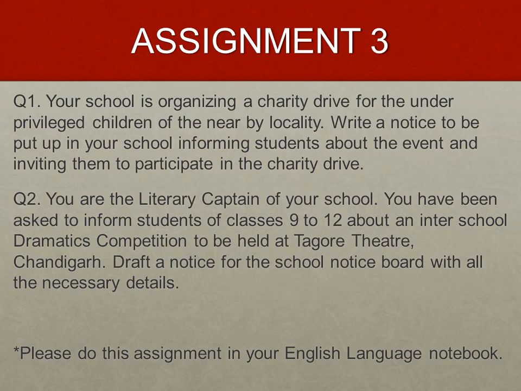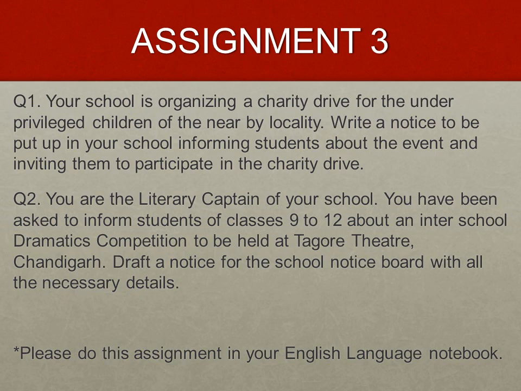Using the format and the sample notice given, an assignment: your school is organizing a charity drive for the underprivileged children of the nearby locality. Write a notice to be put up in your school informing students about the event and inviting them to participate in the charity drive.